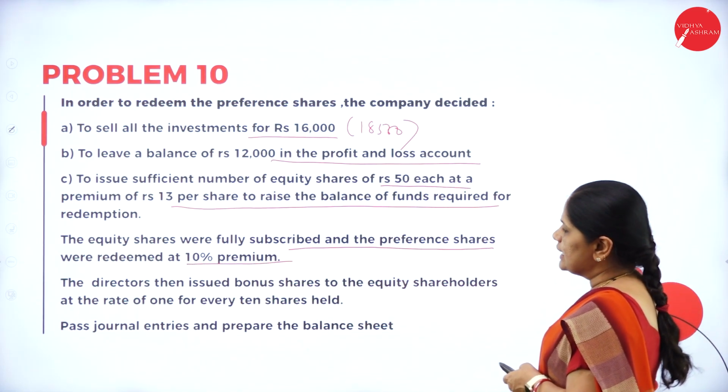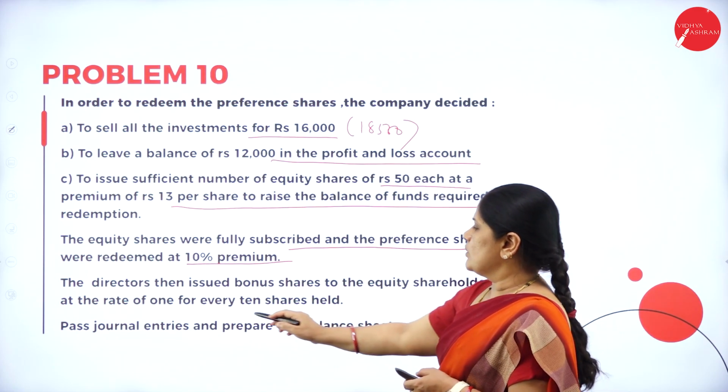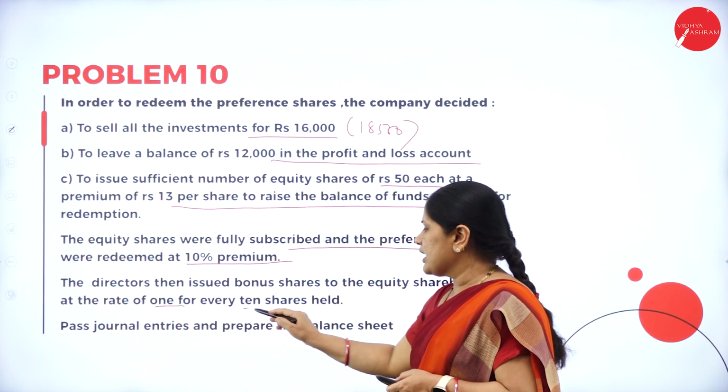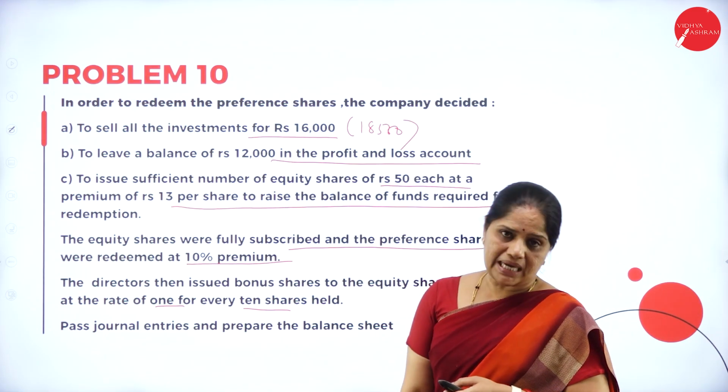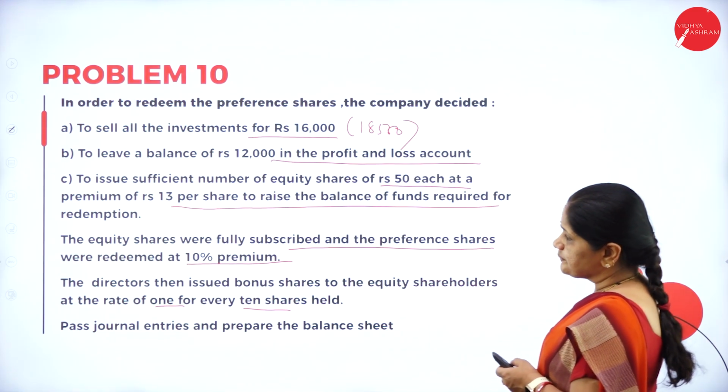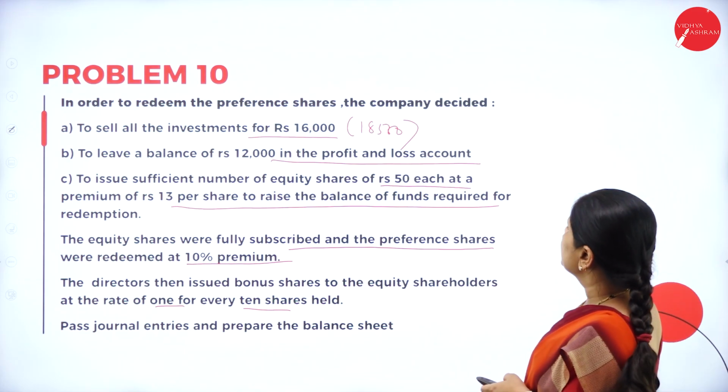The directors then issued bonus shares to the equity shareholders. So 1 share for every 10 shares. Pass journal entries and prepare the balance sheet. So this is the additional information they have given here.